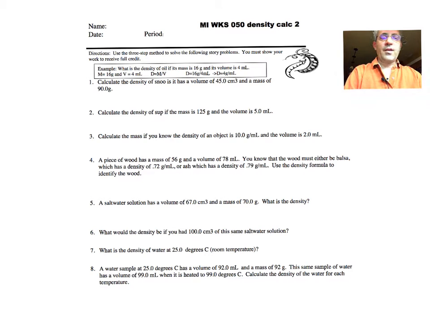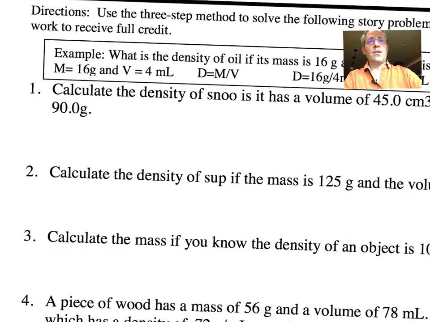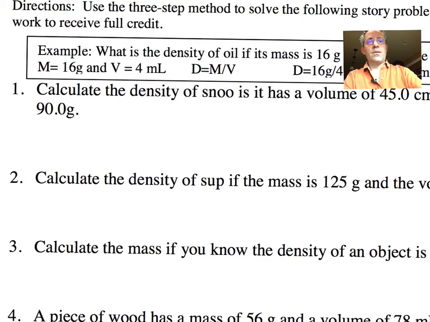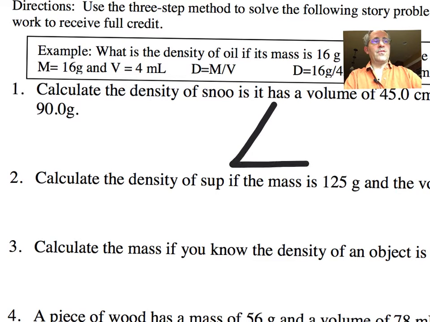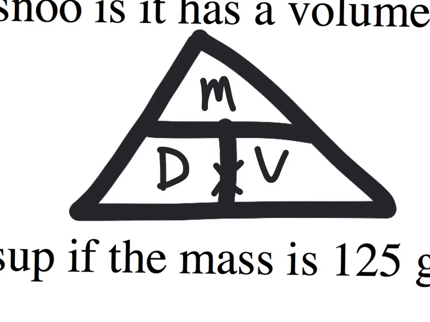You're given either the mass and the volume and you find the density, or you're given the density and you find the mass, or you're given the density and mass and you find the volume. But they're all revolving around this triangle, where the density equals the mass divided by the volume. If they're next to each other, you're multiplying, and this implies a fraction bar.